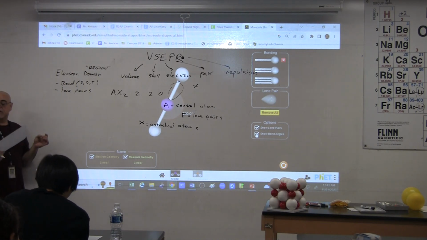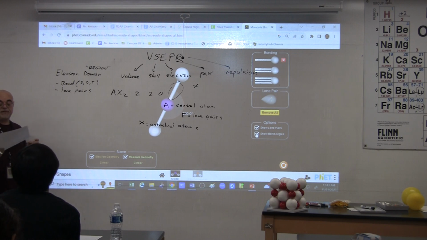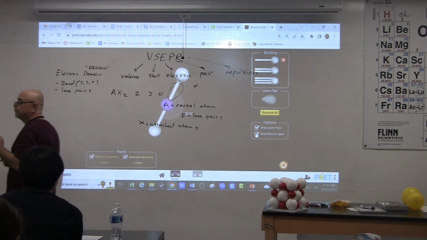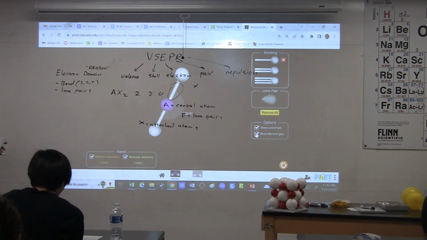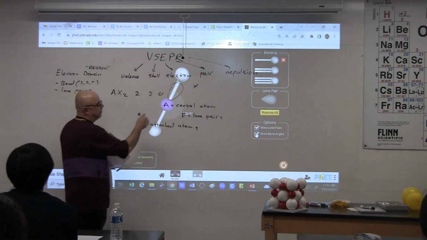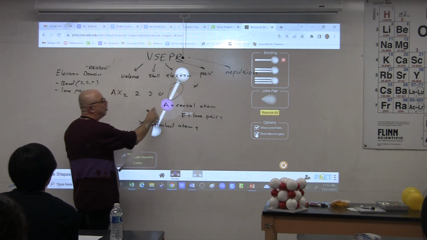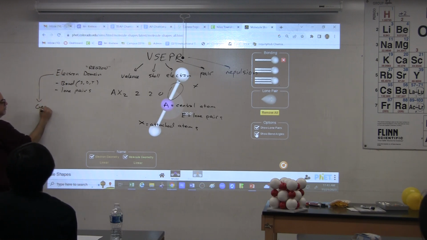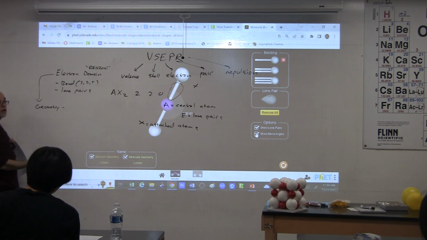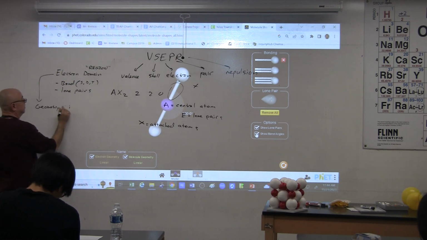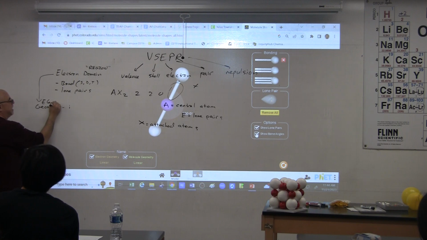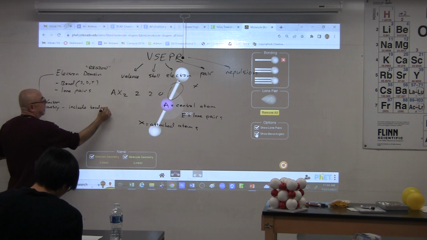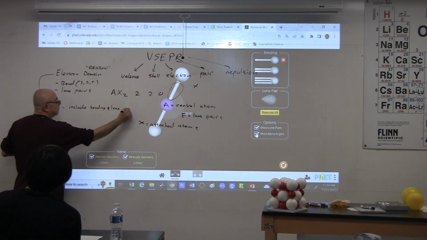Now, here's where we have to distinguish between the domain geometry, meaning what are the electron pairs doing, versus the molecular geometry. Let me define the difference. When I'm looking at the domain geometry, I'm looking at the arrangement of all the electron pairs in space. So the geometry or shape for this, you include all the electron pairs. Electron geometry includes the bonding and the lone pairs. Okay?